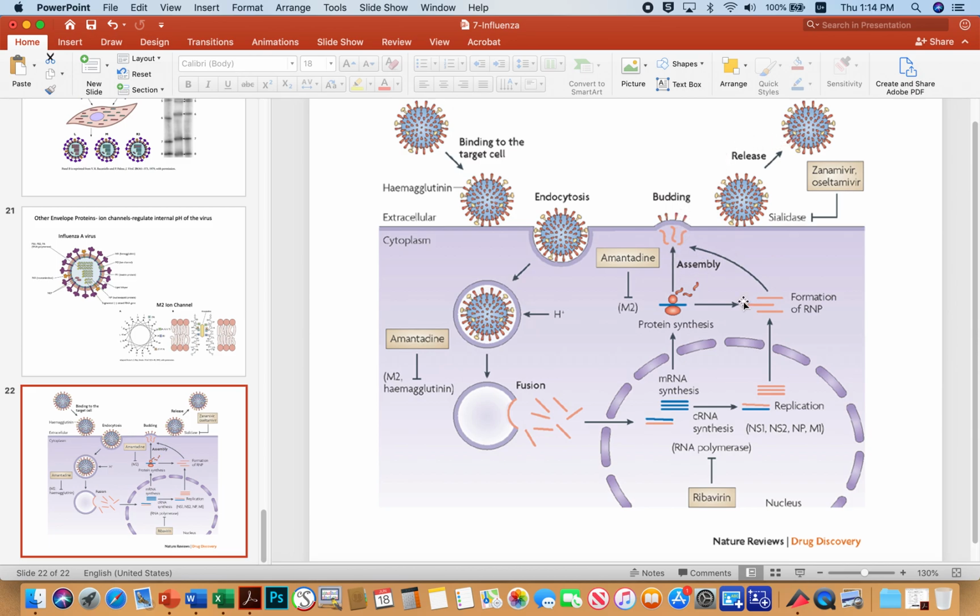Another drug that's widely used is ribavirin, which interferes with viral RNA polymerase. And so you can hit the virus here as well, and hopefully try to slow down the viral RNA polymerase. And another drug that's more commonly used is oseltamivir, or Tamiflu as it's called. Tamiflu, or oseltamivir, is a sialidase inhibitor, so it blocks the neuraminidase activity.